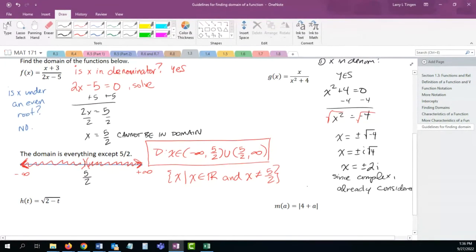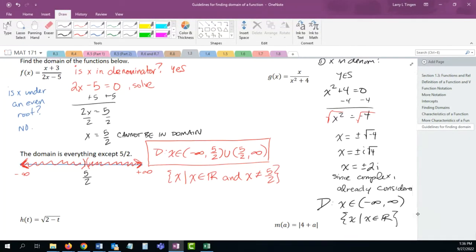All right, so that means the domain, if I don't find any problems, is understood to be automatically all real numbers, which in interval notation looks like that, and in set builder notation looks like that. Negative infinity to infinity. There are no real numbers that make me divide by 0 or leave a negative under an even root. Okay.